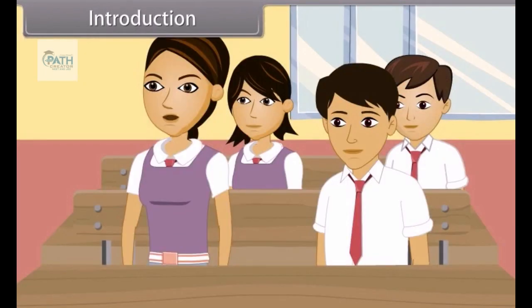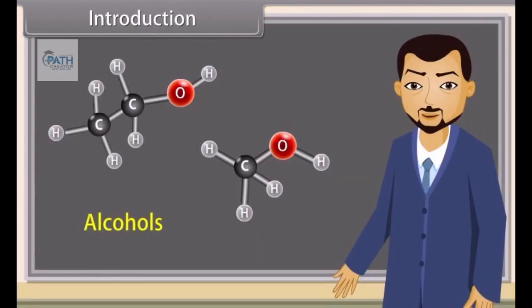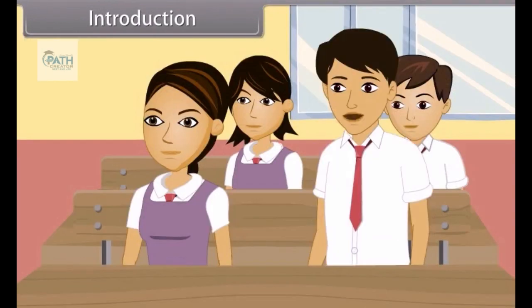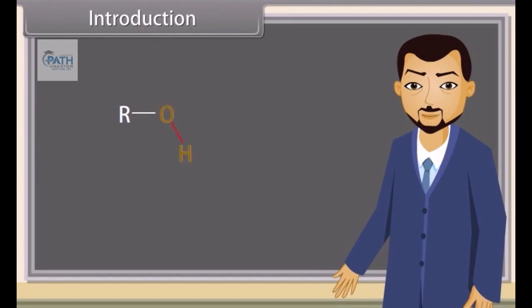Sir, what are alcohols? Alcohols are compounds in which one or more hydrogen atoms in an alkane have been replaced by a hydroxyl group. What is a hydroxyl group, teacher? The hydroxyl group is a functional group consisting of a hydrogen atom covalently bonded to an oxygen atom.